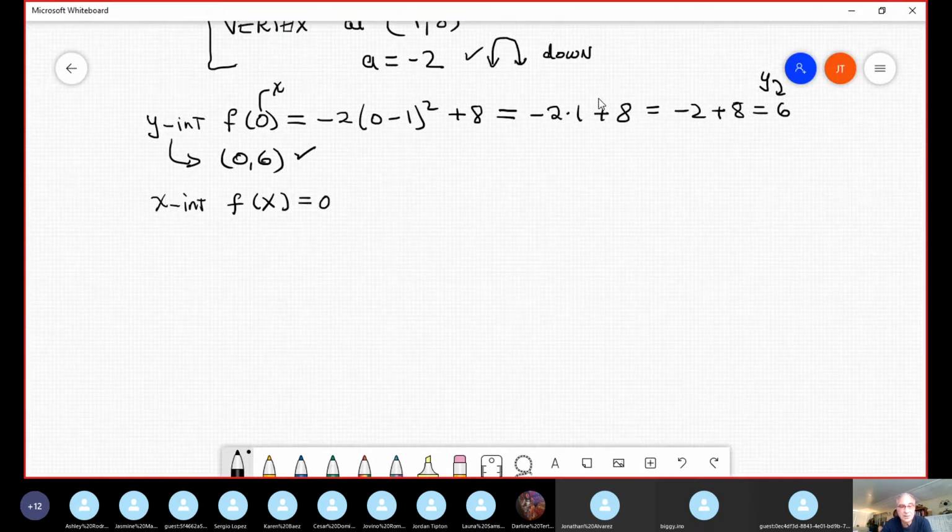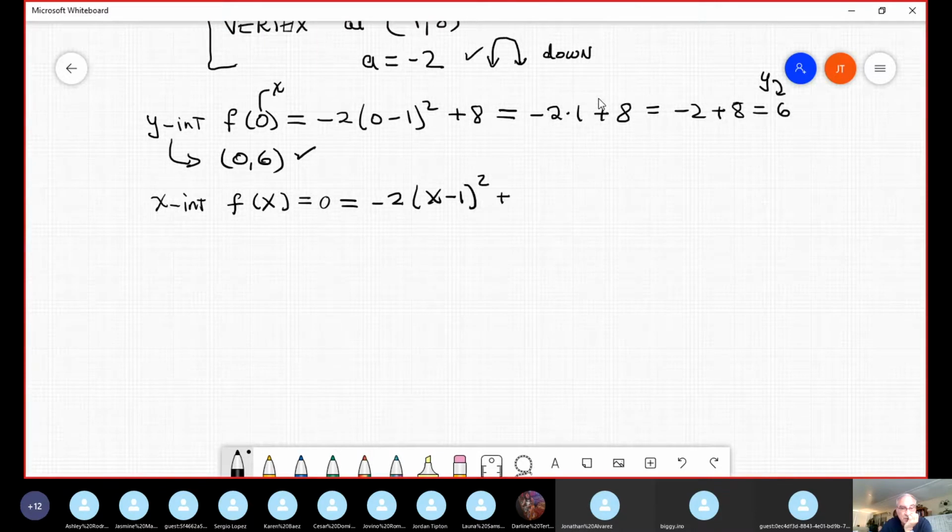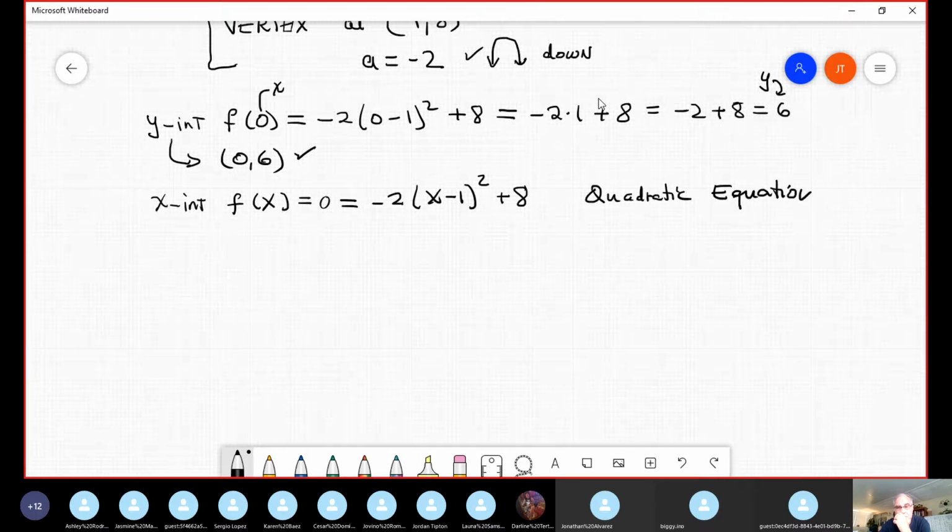Okay, entonces basically, who is f of x? F of x is -2(x minus 1) squared plus 8 equal to 0. At this moment, we have a quadratic equation. We can solve it in any way, you know. In my opinion, the best way is using the square root method.